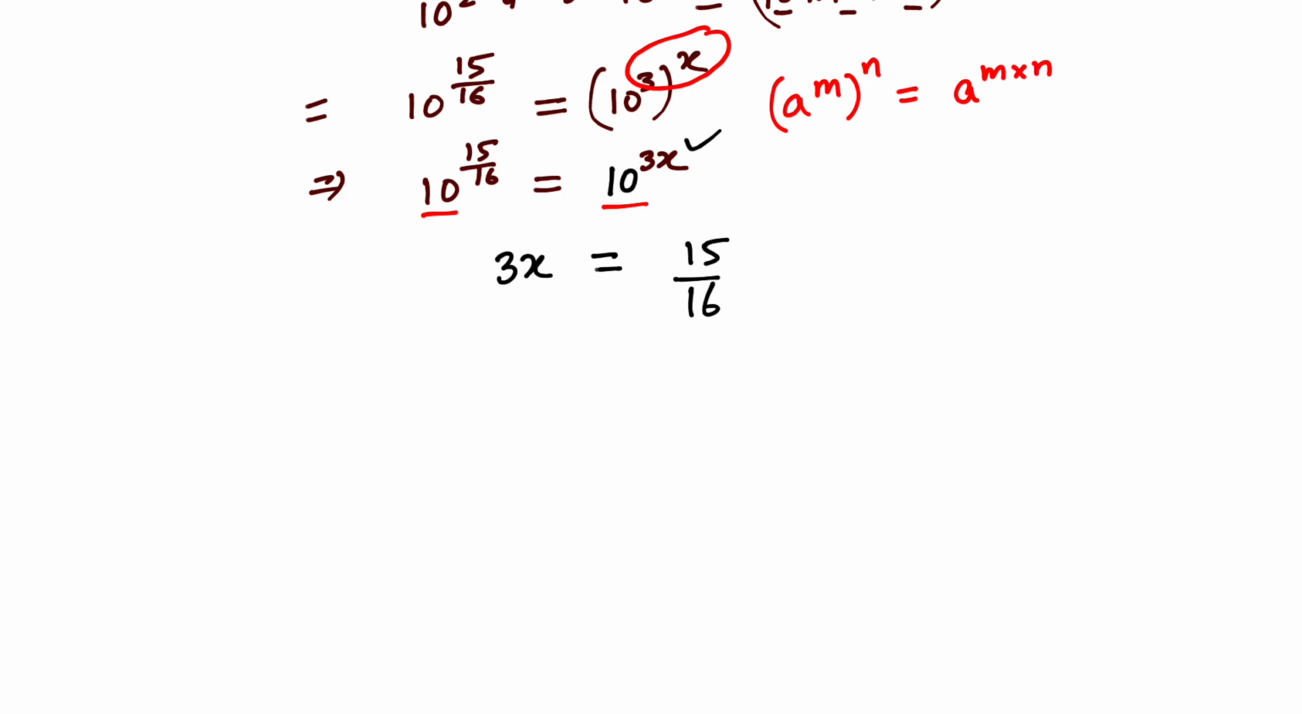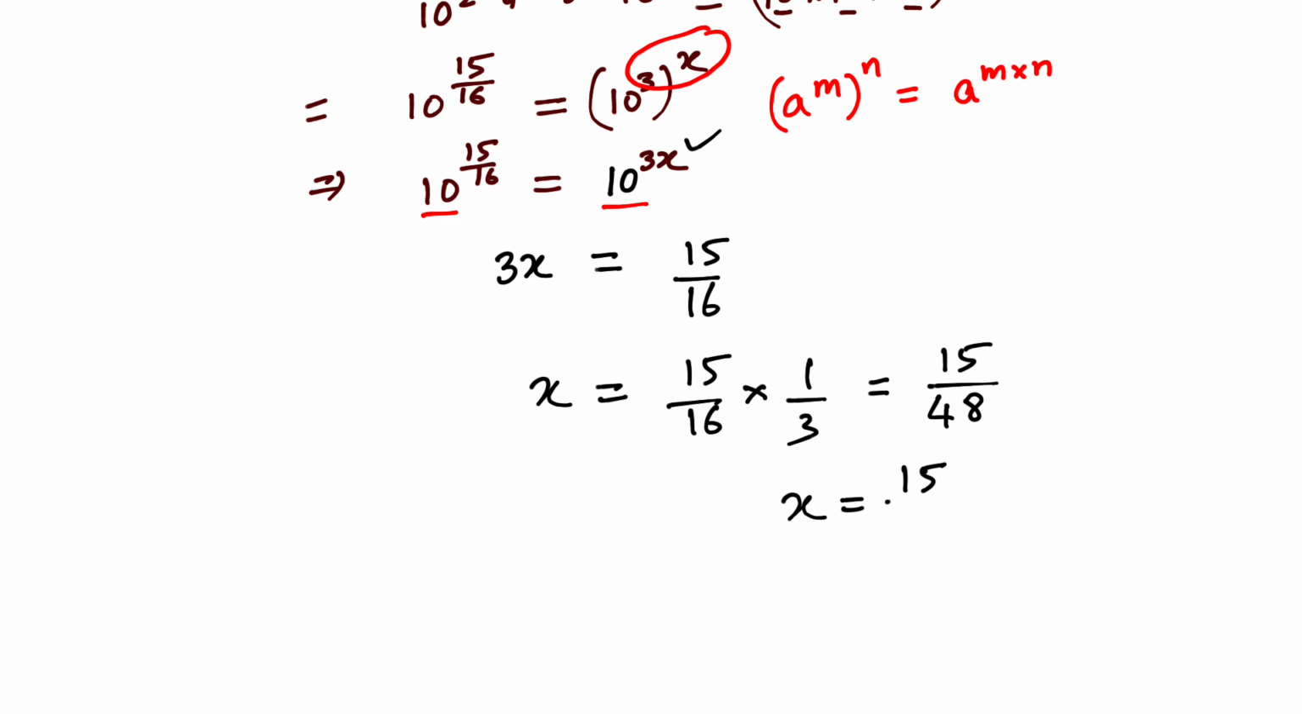And x is equal to, if we take the 3 on the right hand side, it becomes 15 by 16 multiplied by 1 by 3. Alright, and that gives the answer, 15 ones are 15 and 16 threes are 48. So x is equal to 15 by 48, and that is your value of x. Thank you.